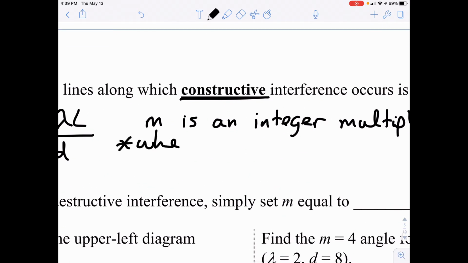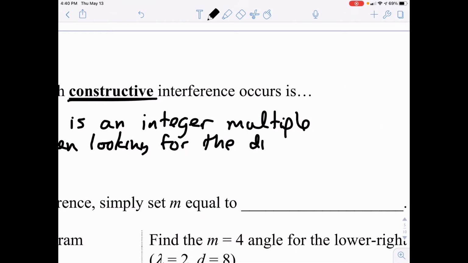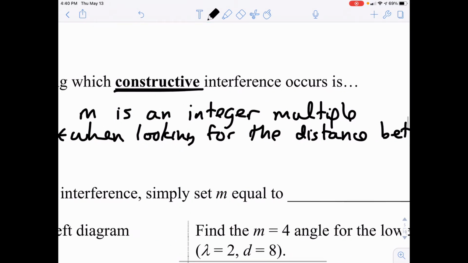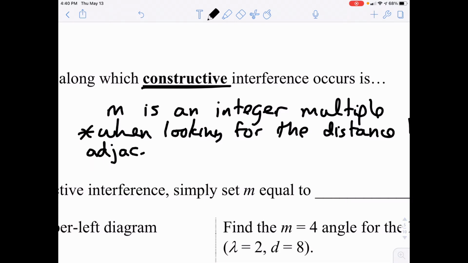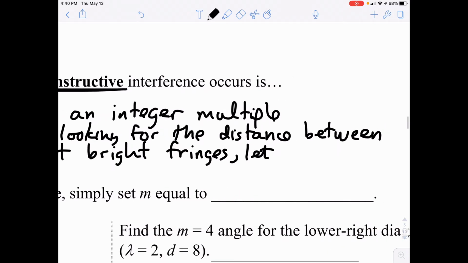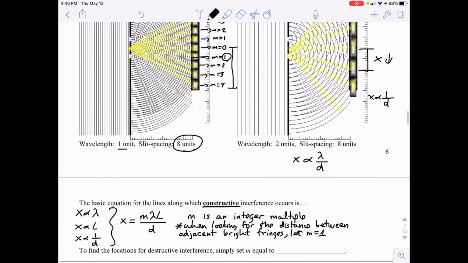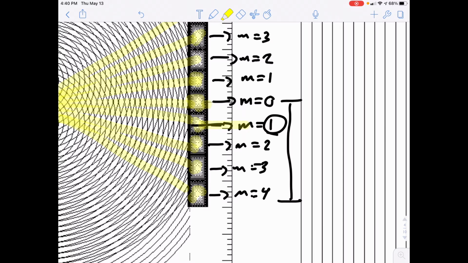Okay, so again, something to note when looking for the distance between adjacent bright fringes, just let m equal 1. Just let m equal 1, because if you look, that's exactly what it is. The distance to the first bright fringe is m equals 1. That's the integer multiple we would use. And that distance right here, the distance to the first one, corresponds to the distance between any bright fringe, the distance between any of them.